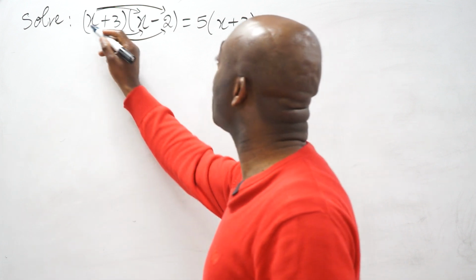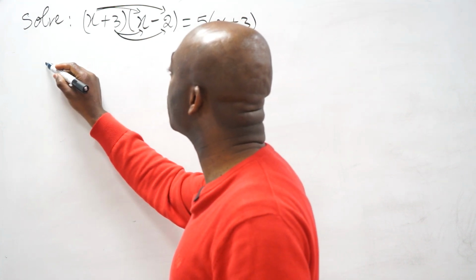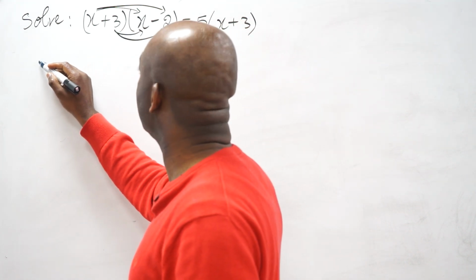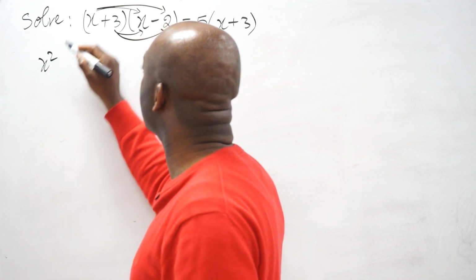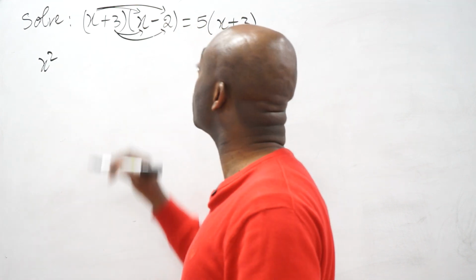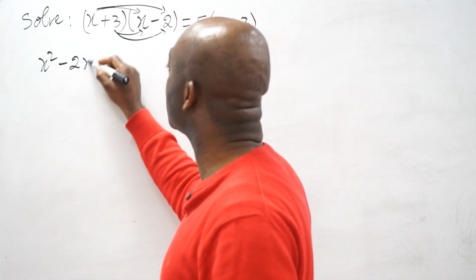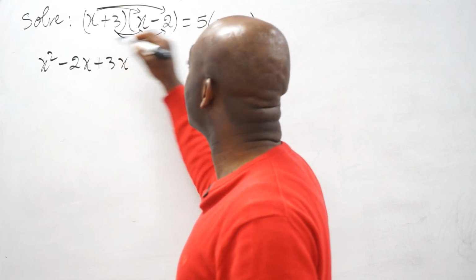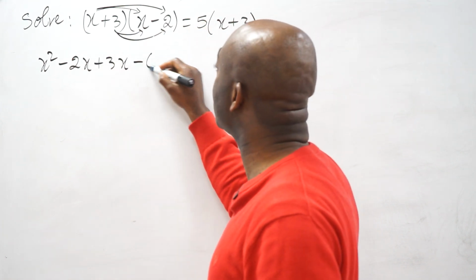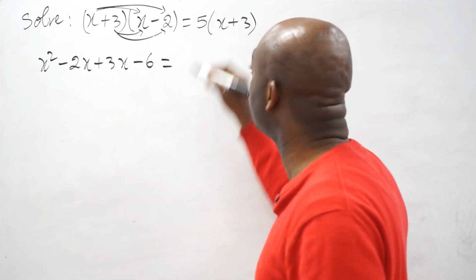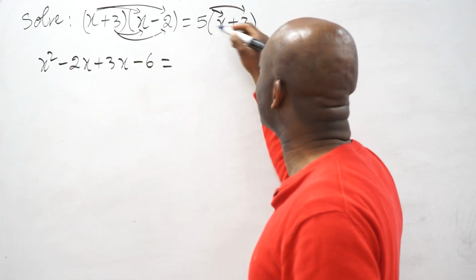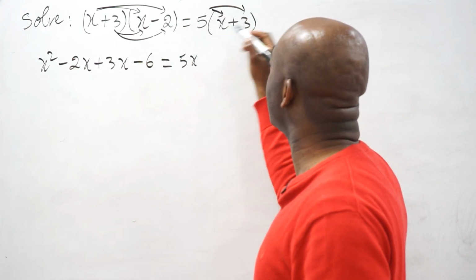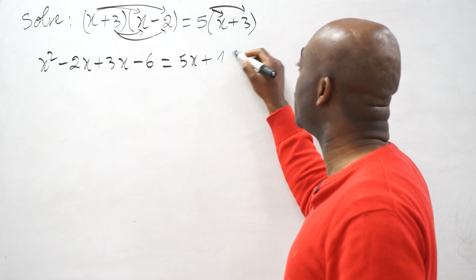So x times x is going to give us x squared. And then x times negative 2 is going to give us negative 2x. Then we have 3 times x, which gives us plus 3x. And then 3 times negative 2 gives us negative 6, which is equal to, then we have 5 times x is 5x, and then 5 times 3, which is 15.